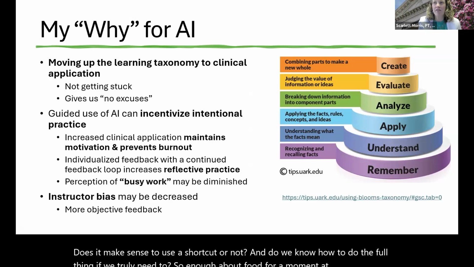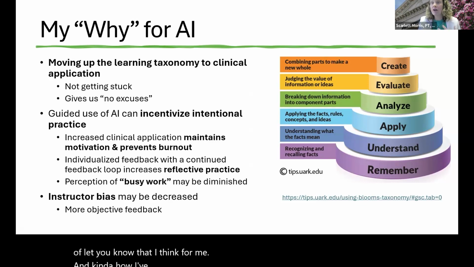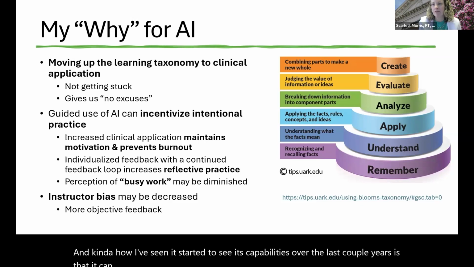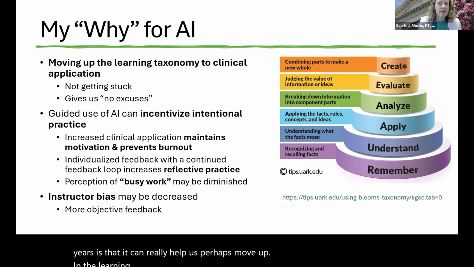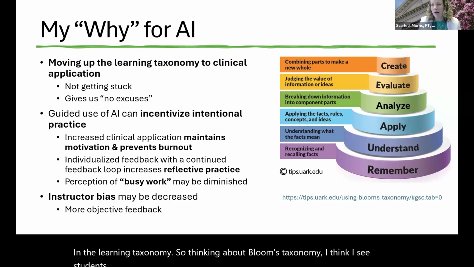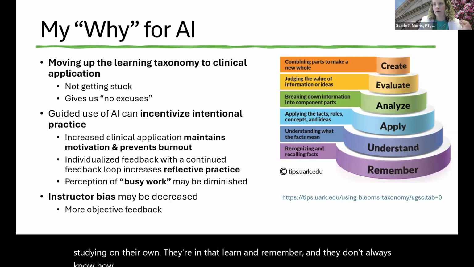A little bit more about my why for AI. Here are some of the things that I wanted to let you know, and how I've started to see its capabilities over the last couple of years: it can really help us move up in the learning taxonomy. So thinking about Bloom's taxonomy, I often see students get stuck at the bottom, especially when they're studying on their own. They're in that learn and remember, and they don't always know how to go forward. And so I want to give you a few examples of that.